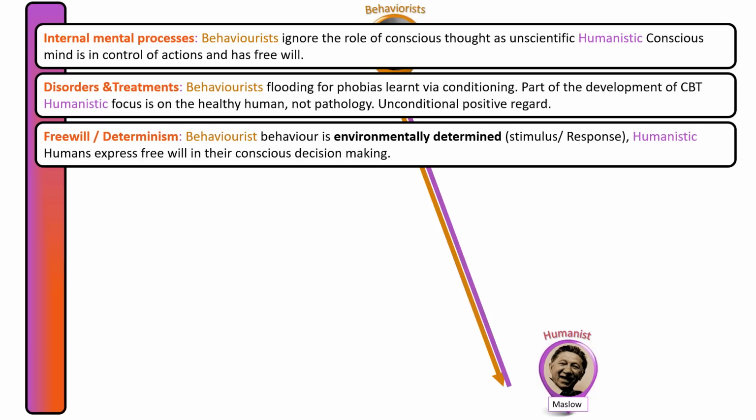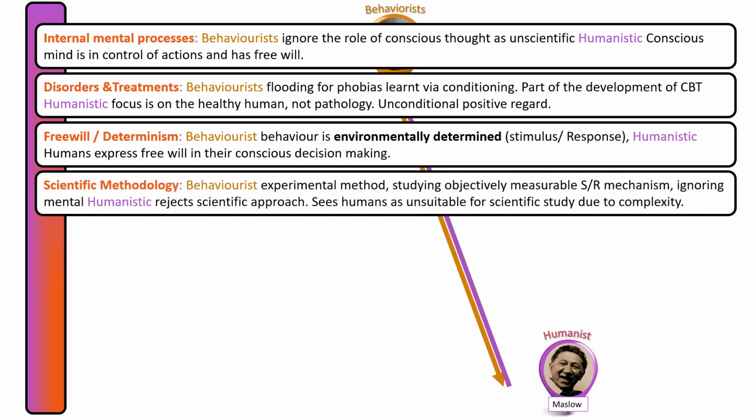When it comes to the scientific methodology, behaviorists are very scientific. They'll follow the experimental method carefully, and they'll only study objectively measurable stimulus-response mechanisms. They'll ignore any internal mental process or anything that can't be directly scientifically measured. Humanistic psychologists, on the other hand, completely reject the scientific approach. They don't see humans as suitable for scientific study. They suggest that we're just far too complex, with our different layers of biological, psychological, and socio-cultural factors.